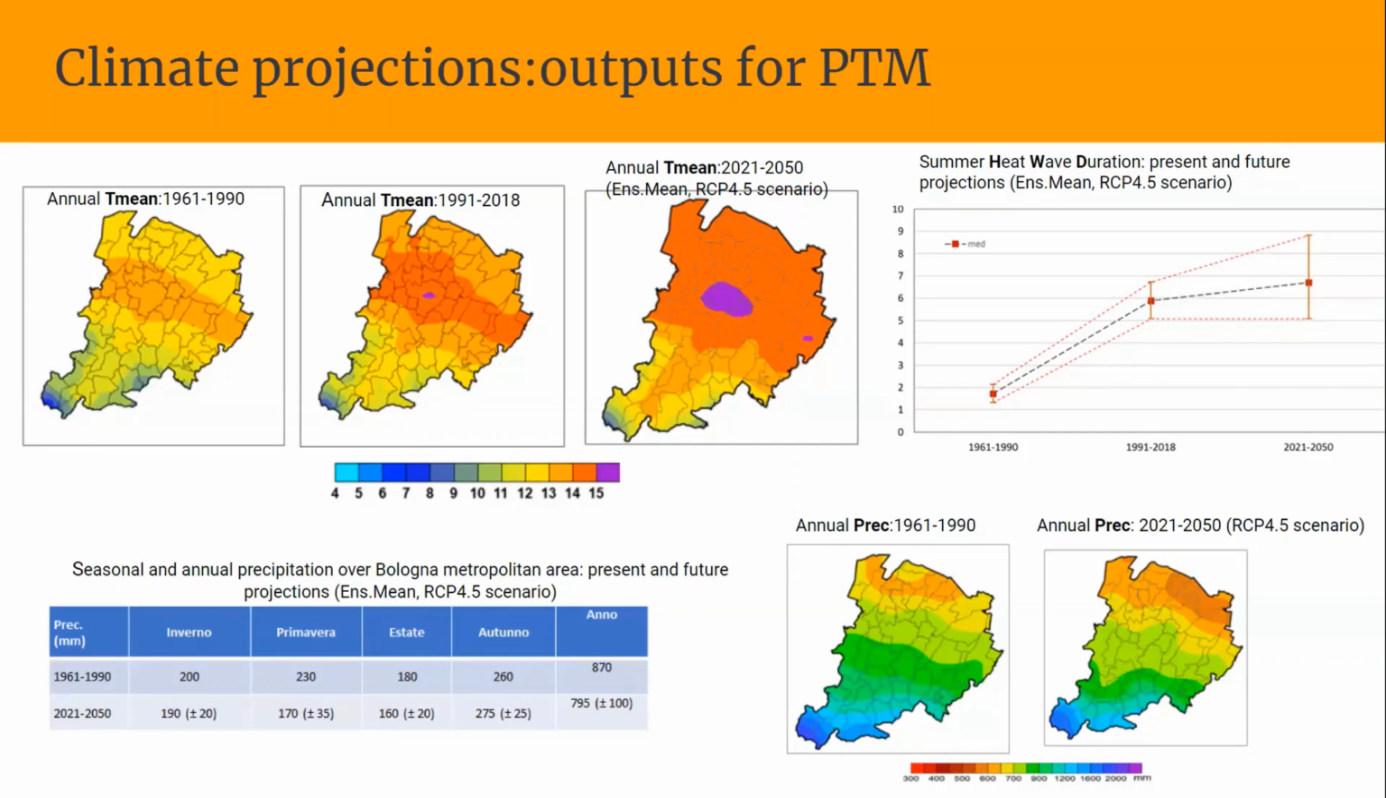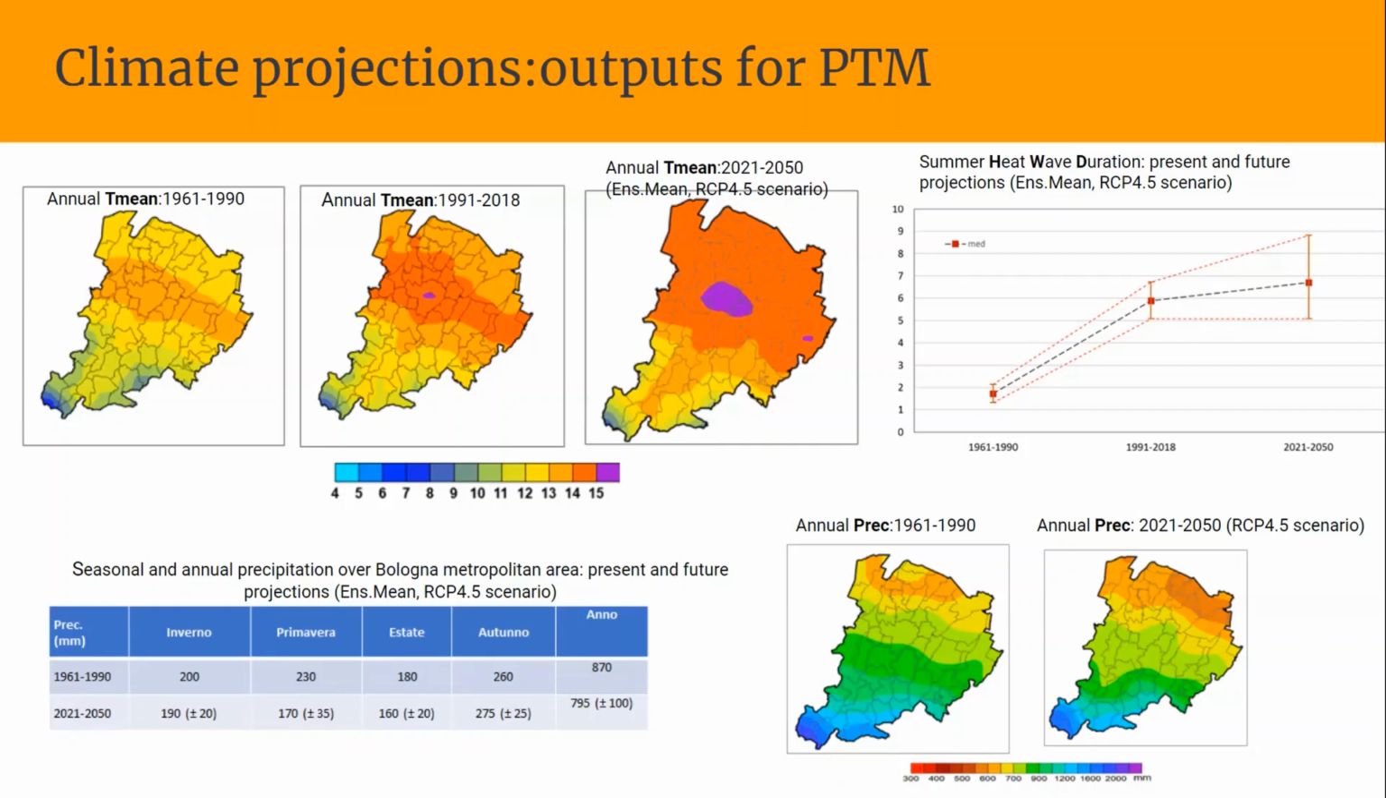We use more than one GCM, such as to be able to characterize also the uncertainties. So our products are presented to the end users in terms of ensemble mean. On the right side, for example, I presented other products: simulation of annual precipitation for the future, and also the simulation of heat wave duration for the Bologna metropolitan area.